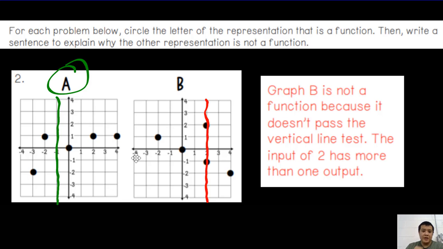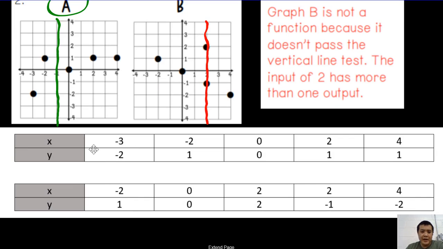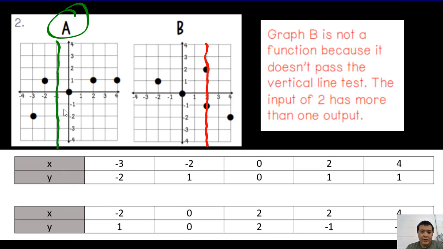We can also see this if we were to put all these points in a chart. So if we did that, it would look like this. This one would be A and this one would be B. So the top one, we can see that negative 3 only gives us negative 2. There's no other negative 3s for x. Negative 2 gives us 1, and so forth and so on. As opposed to right here in the B one, 2 gives us 2, and 2 also gives us negative 1.